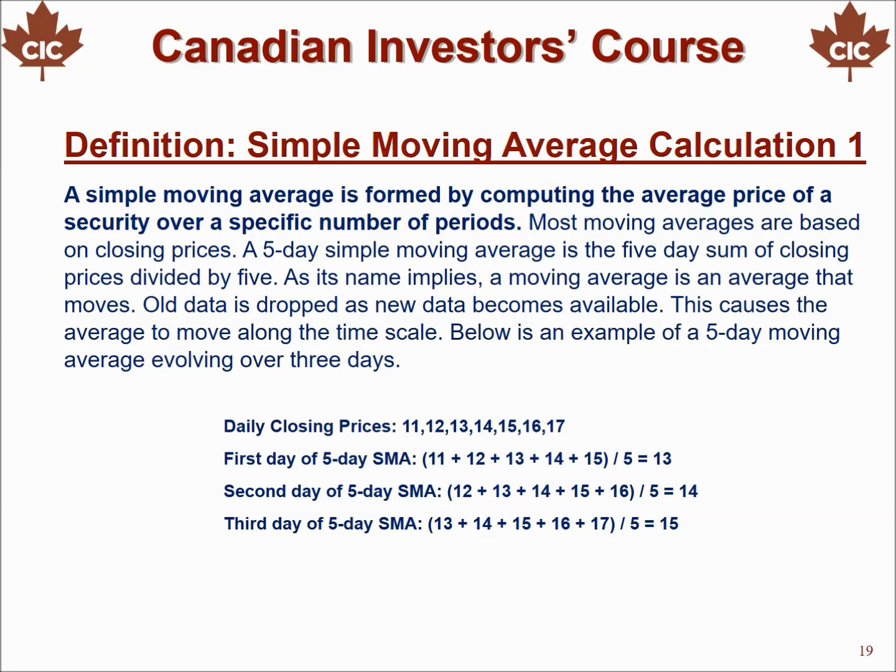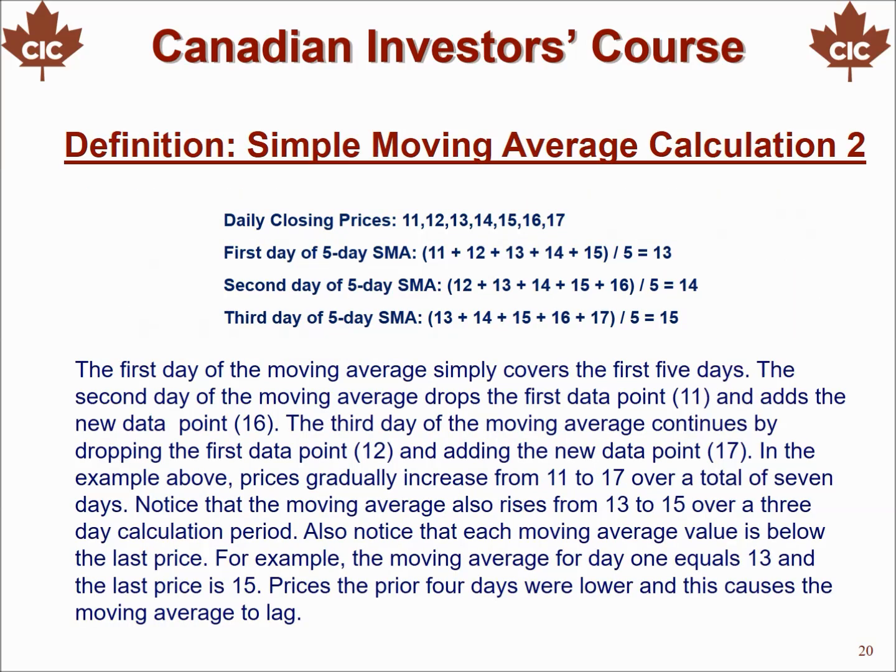Now, defining a simple moving average calculation number 2. The first day of the moving average simply covers the first 5 days. The second day of the moving average drops the first data point, day 1, and adds the new data point, number 16. The third day of the moving average continues by dropping the first data point, number 12, and adding a new data point, number 17.